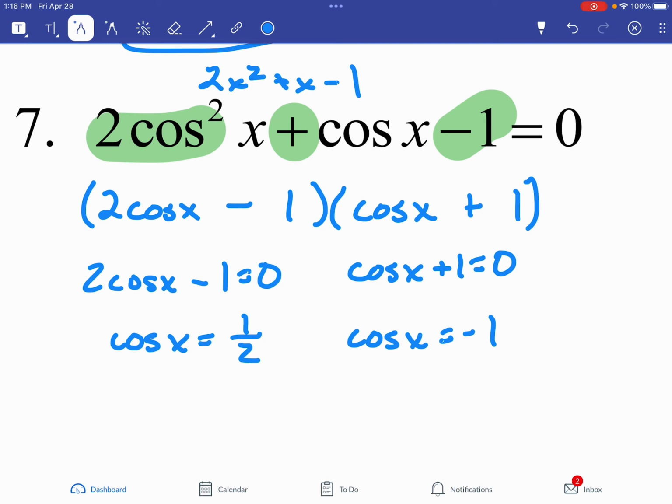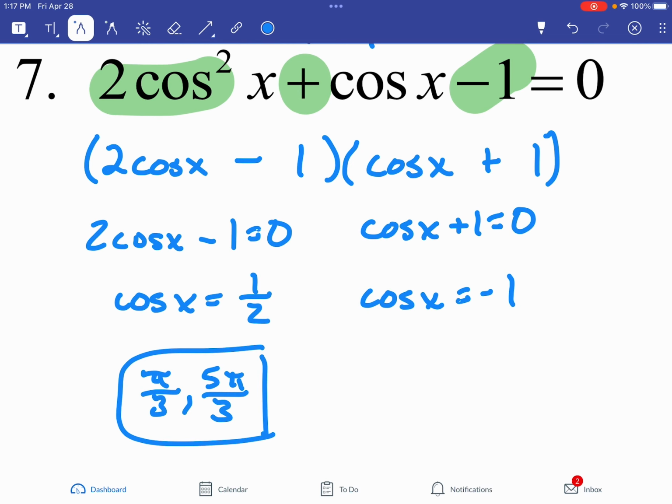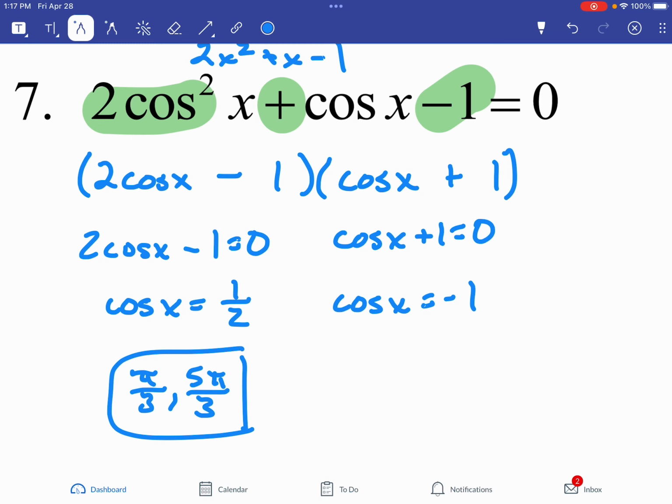Where's the x value equal to 1/2? That is at, it's got to be positive 1/2. That's at pi over 3 and 5 pi over 3. That's my first answer. Where's cosine equal negative 1? So the negative 1 is at pi. And those are my answers.